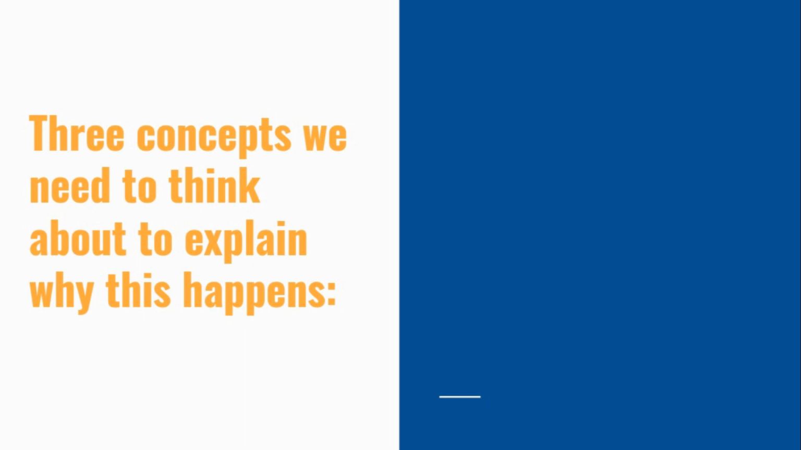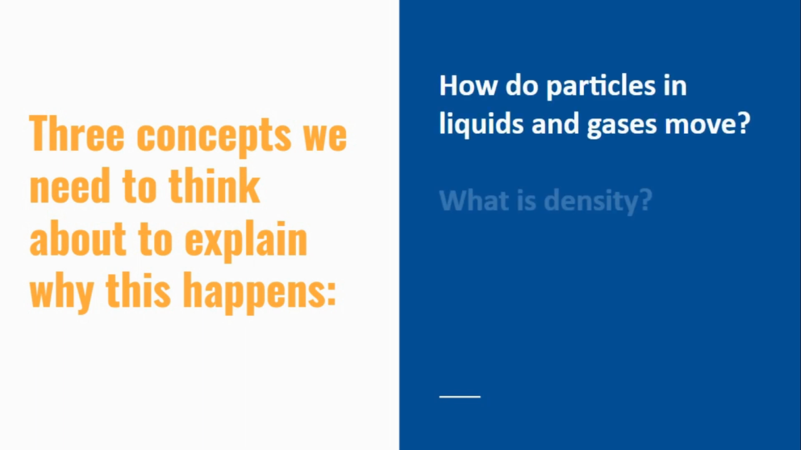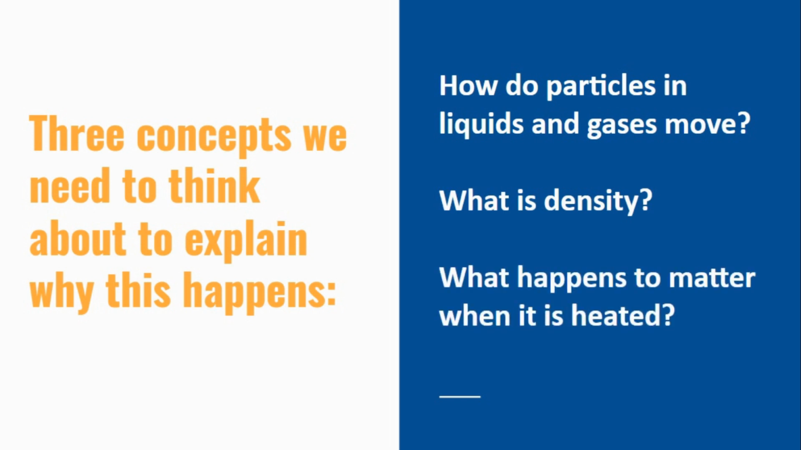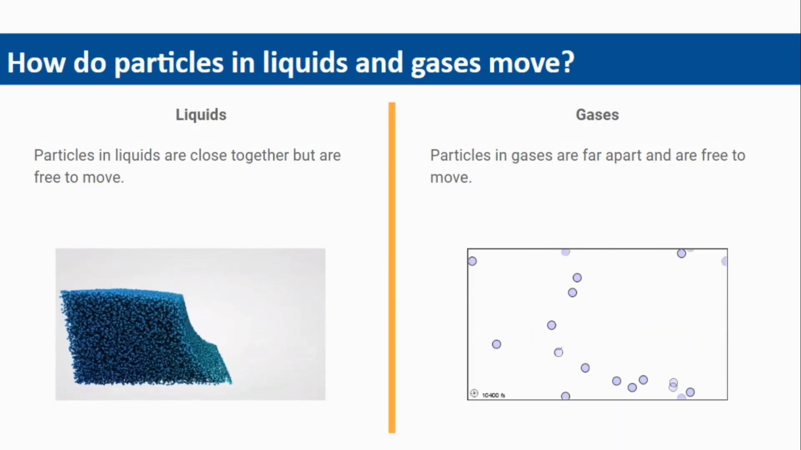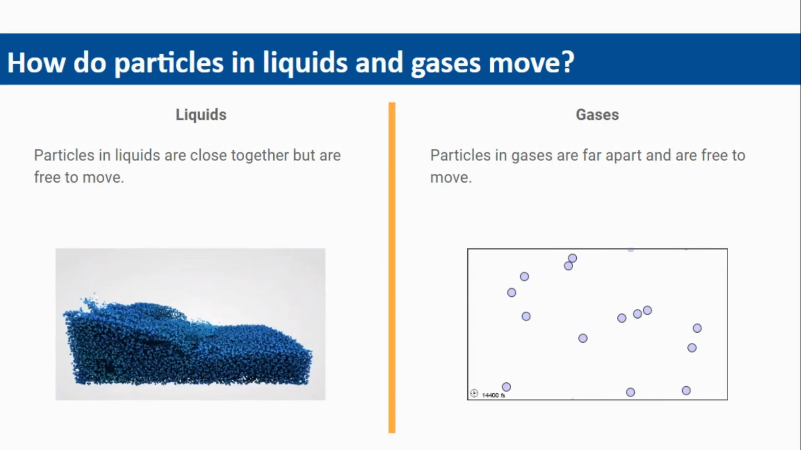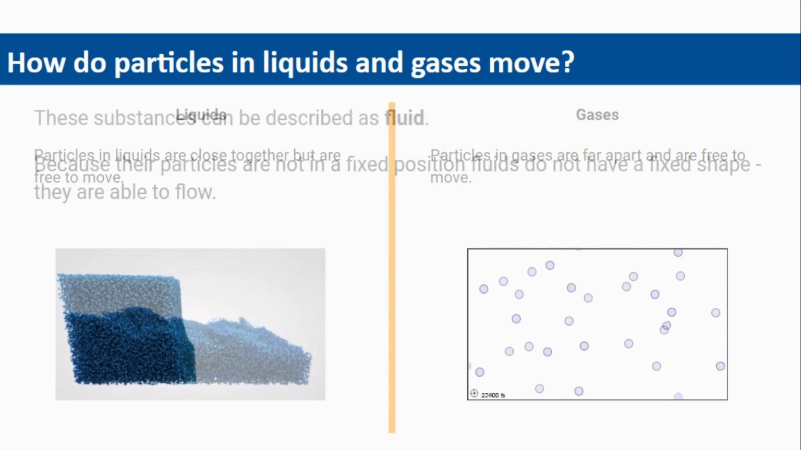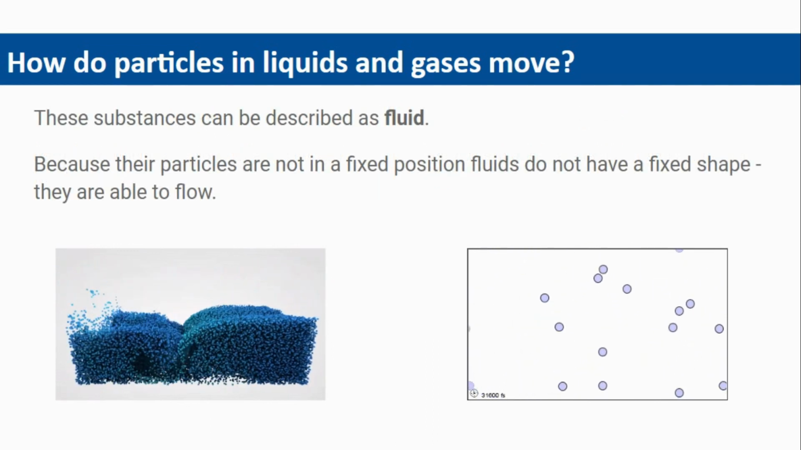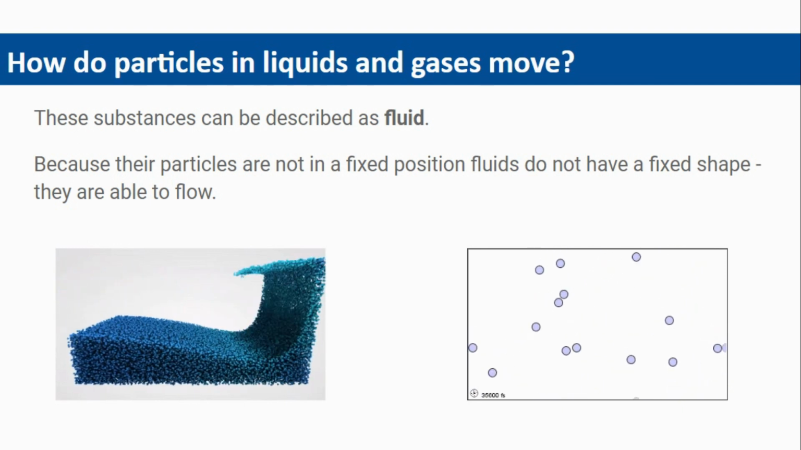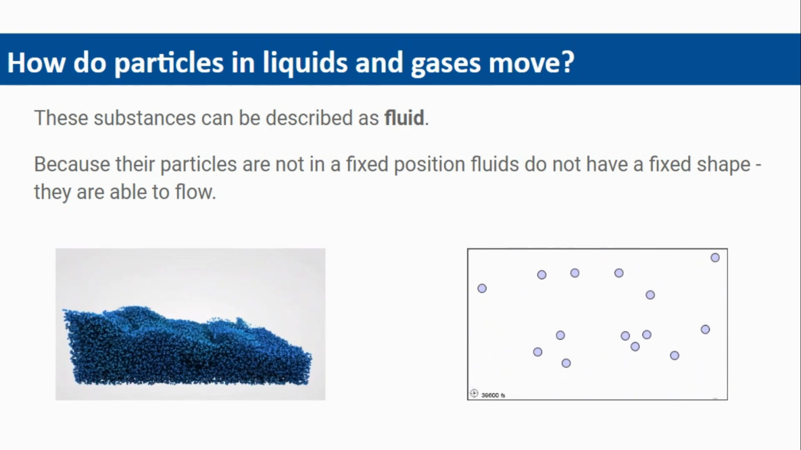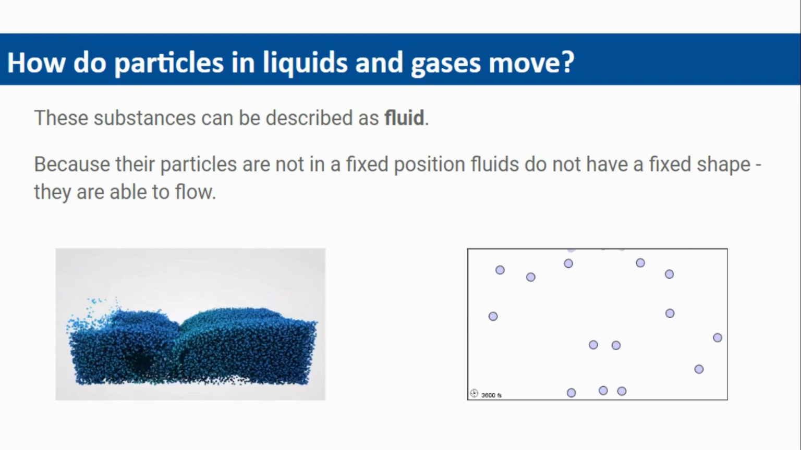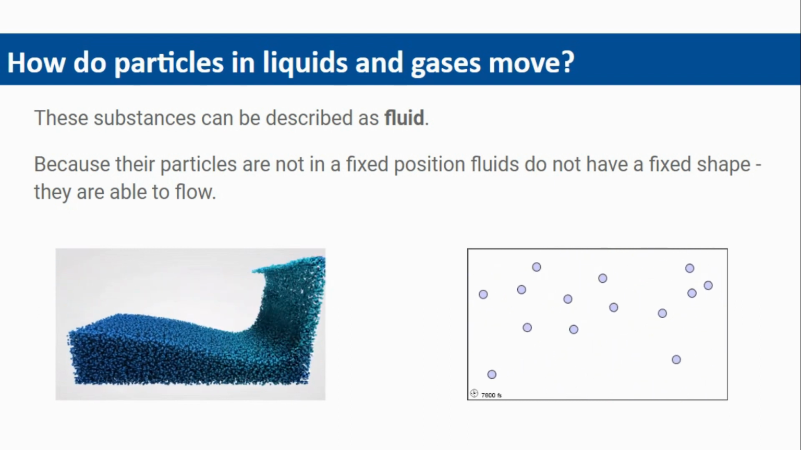1. How particles in liquids and gases move. 2. What density is. And 3. What happens to matter when it's heated. Particles in liquids and gases are free to move. Particles in liquids are close together and are moving around slowly, and particles in gases are spread apart and moving around very fast. Because of this, both liquids and gases are fluid. They are able to flow. The particles are not in a fixed position.